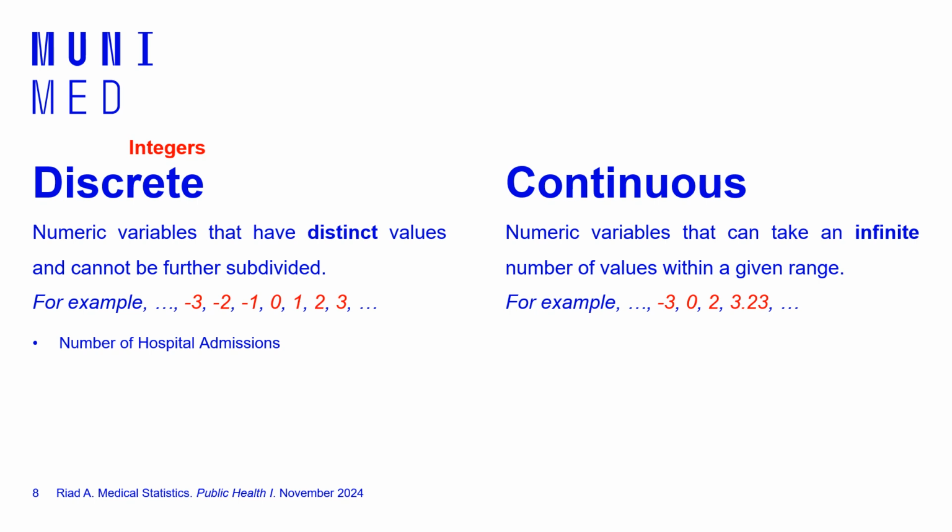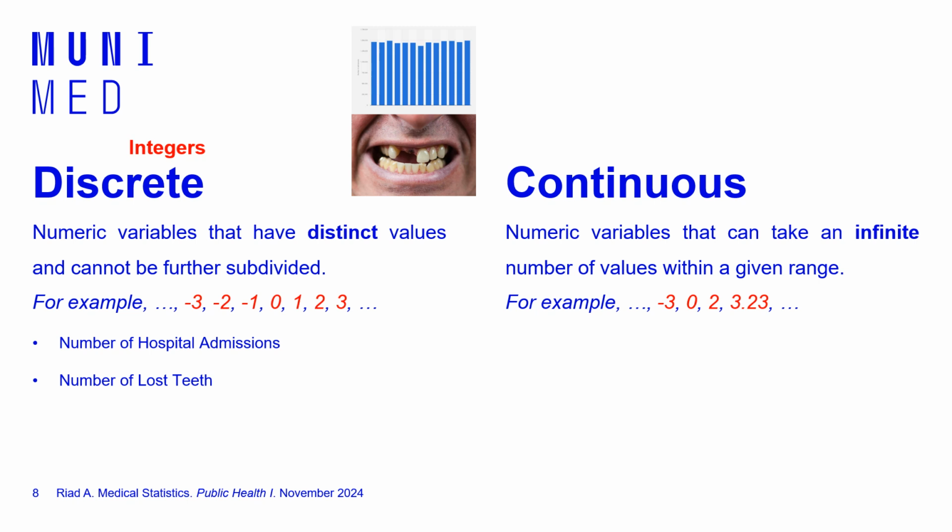Example for discrete variables is the number of hospital admissions. So we can tell today we had 50 admitted cases. Yesterday we had 45, the day before we had 60, and etc. So you cannot have 30.7 or 30.8 admissions because it's impossible. The same for number of lost teeth. If you would like to count the number of lost teeth in any human, this will definitely be a true number or a discrete variable.